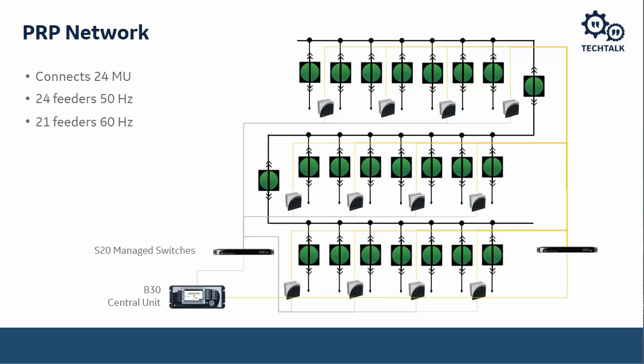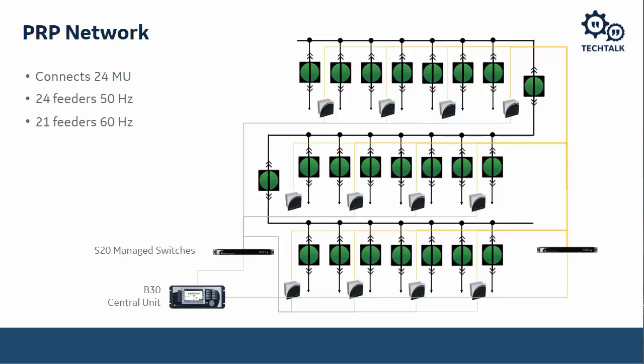So we can connect up to 24 merging units here, but at 60 hertz, which here in the United States is what we're really going to be looking at, we can do up to 21 feeders. Now, if we're in Europe, I know there's a few Europeans that have joined us, at 50 hertz, we can do up to 24 feeders.